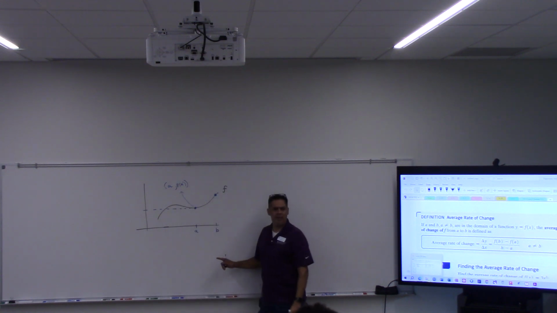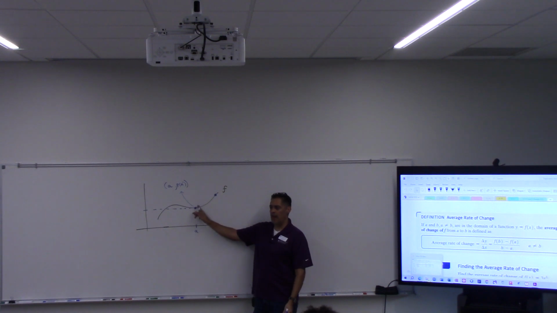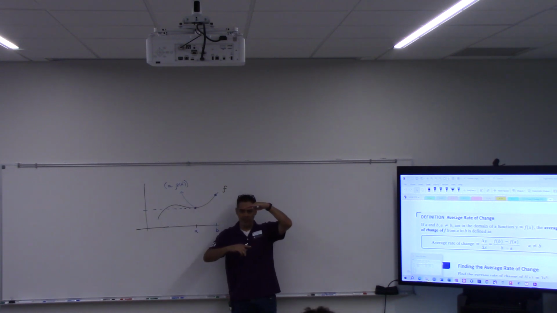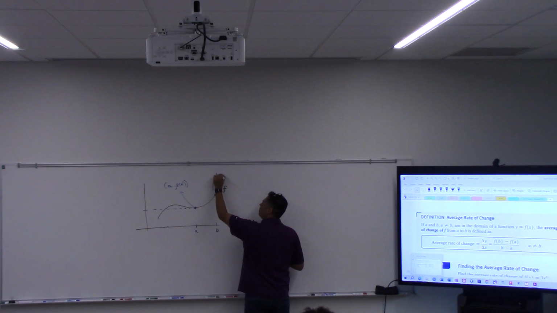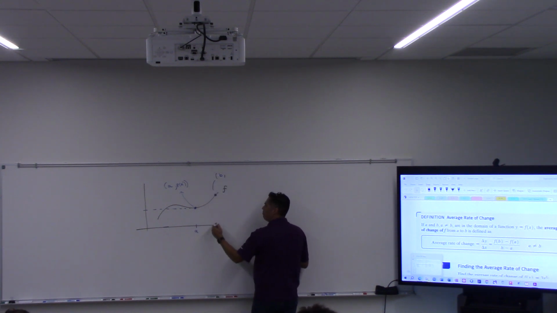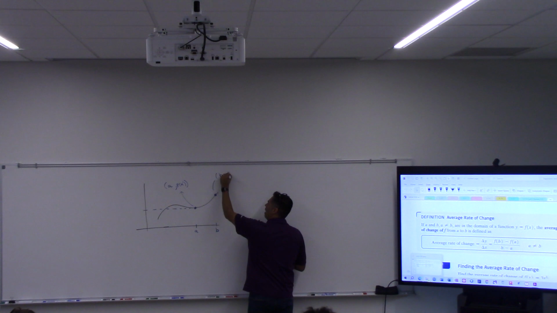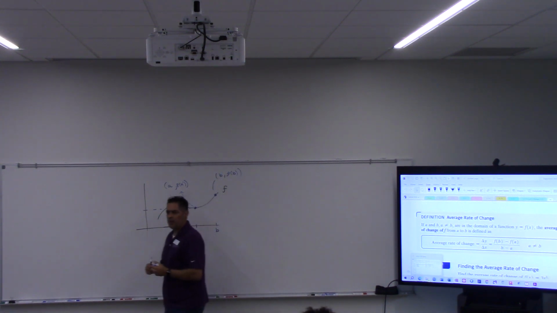Do you all agree? If I give you a function and I say, hey, what is happening at A? You'd plug A in, and that would give you the output. That's how high it is, yes? And this one would be the point, what? B, and then what's the y-coordinate? F of B. Do you understand that diagram there?